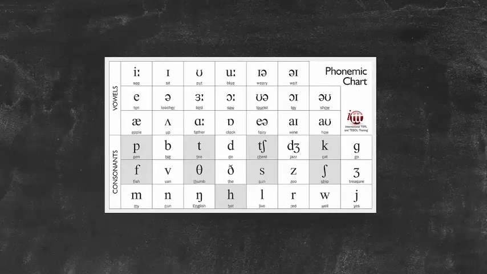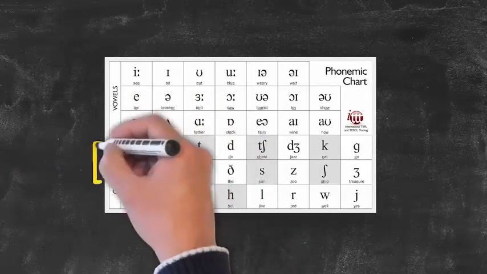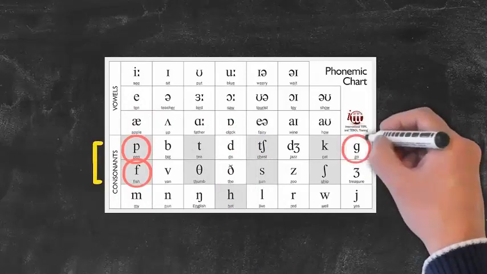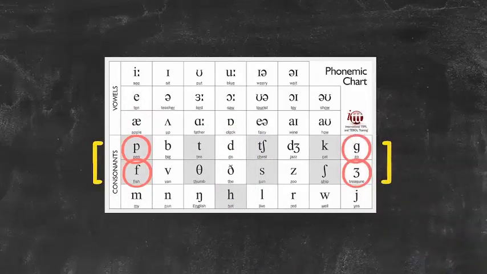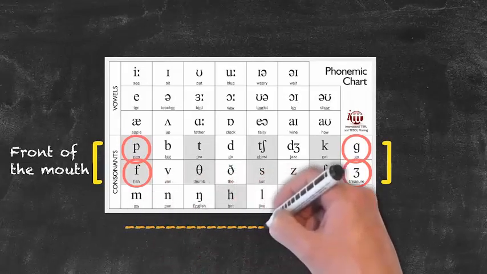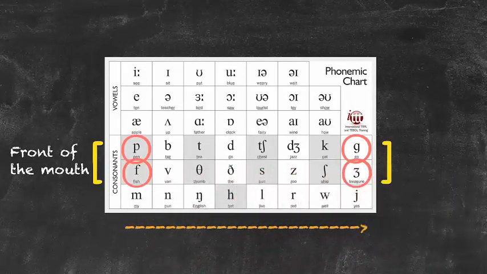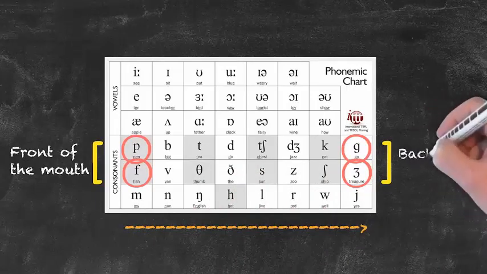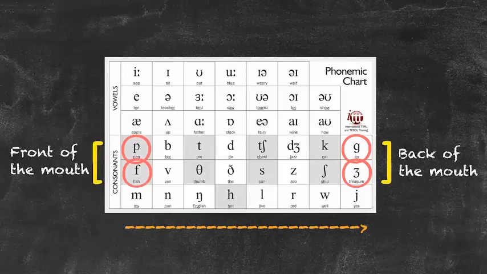For the top 2 rows, we have P and F at the left side of our chart, and G and J at the right side of our chart. They're arranged this way because if we analyze the way we speak, we're using the front of our mouth to make these sounds, as in P and F. I'm using my lips and my teeth to produce those sounds. And as we move to the right on the chart, slowly but surely, we're making those sounds towards the back of our mouth. We can use the example of G. The sound G is produced further back in our mouth than P.